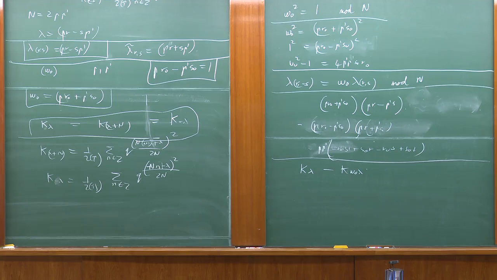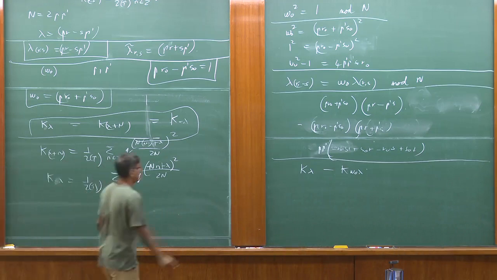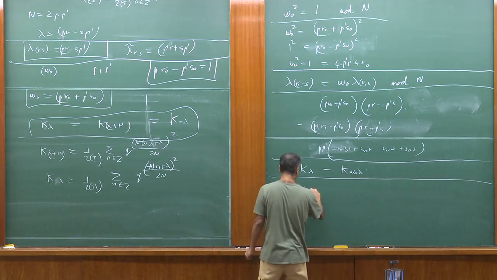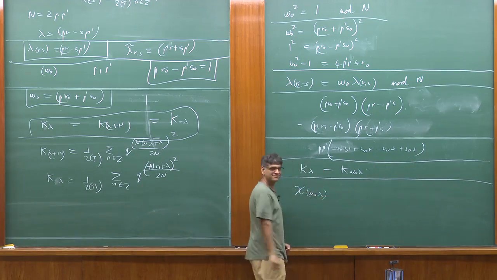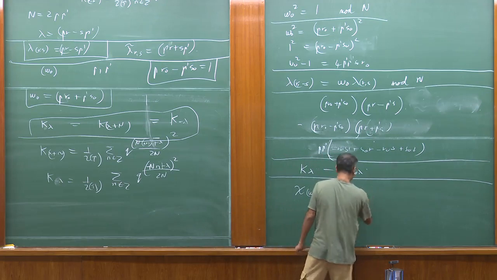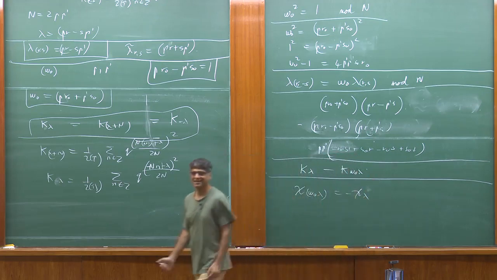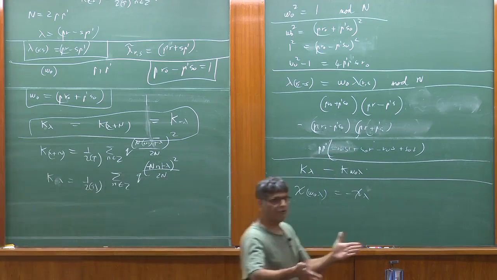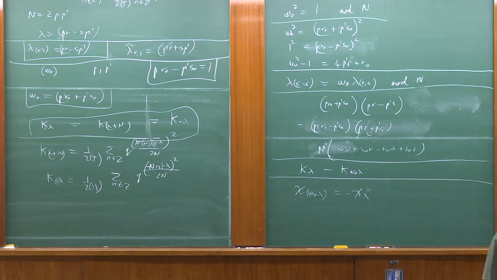So let's write down the identity. The identity I'm going to write down: we have chi of omega naught lambda is equal to minus chi of lambda. This is obvious, right? Because chi was k of lambda minus k of omega naught lambda. So chi of omega naught lambda is k of omega naught lambda minus k of lambda, because omega naught squared was 1. Okay? And then it's just with a minus sign.